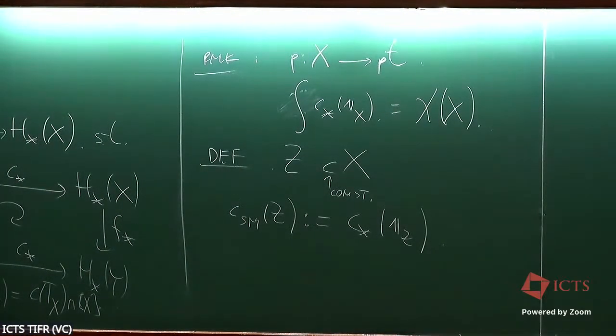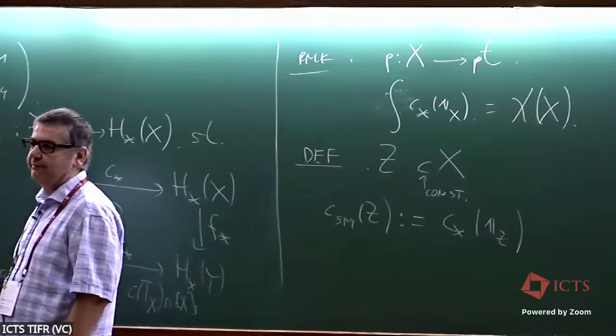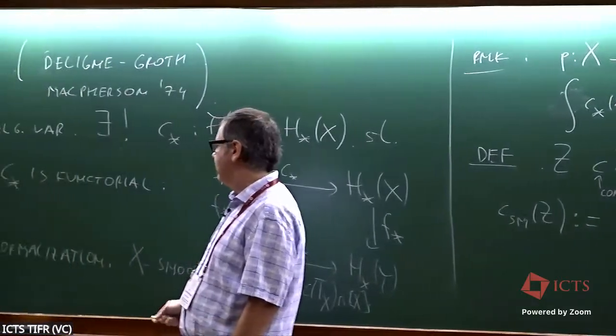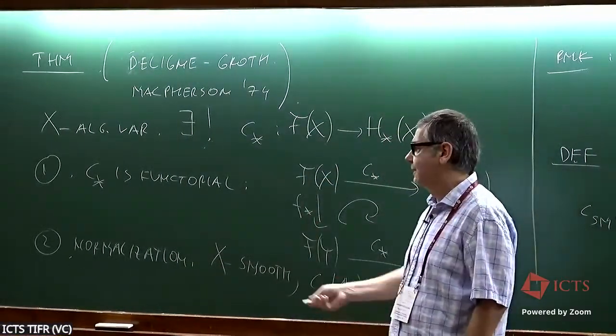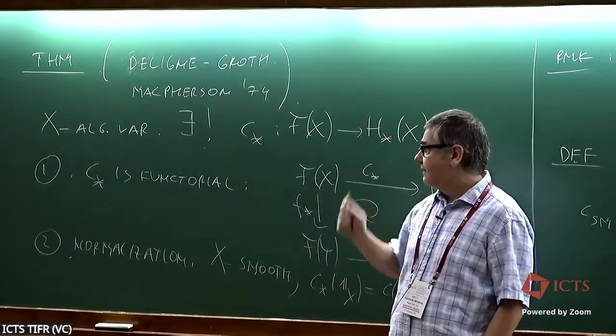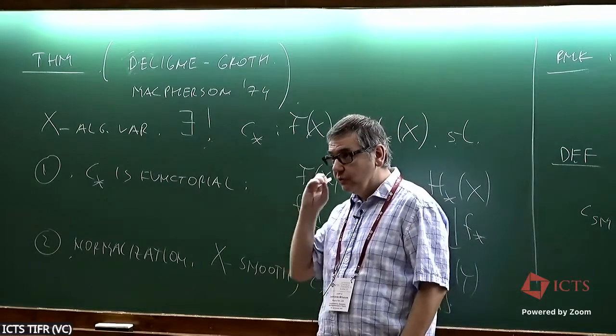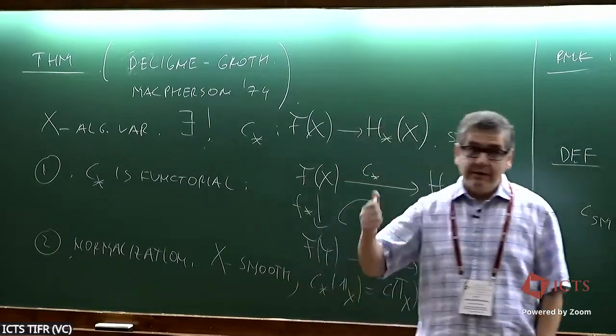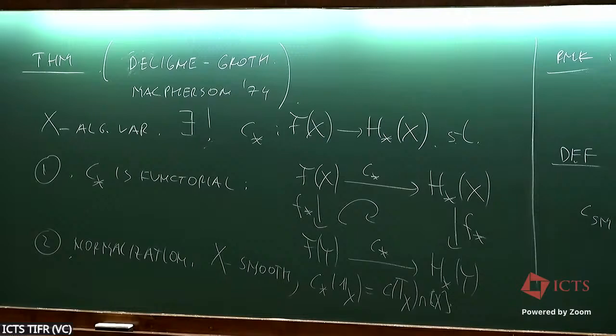And in fact, the difficulty in this theorem is not the uniqueness. I'm saying there exists a unique class, but uniqueness is kind of clear here. For example, if you think about resolution of singularities, everything can be reduced to the smooth case, where the normalization is going to tell you what to do. The point here is the existence. You actually have to construct such a class in such a way that these properties do hold.